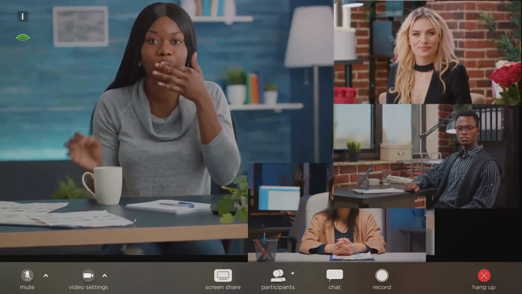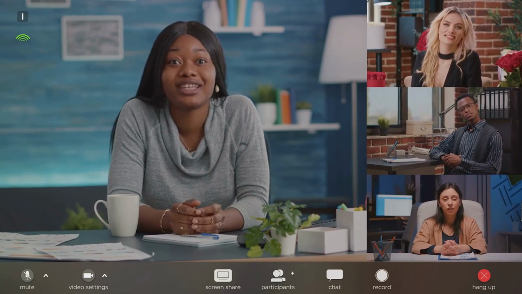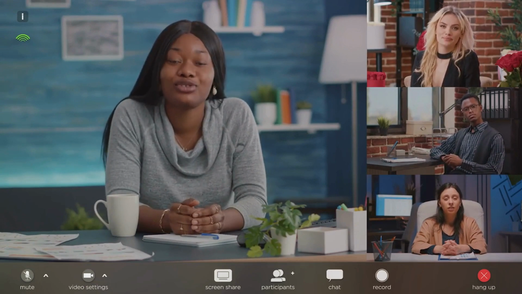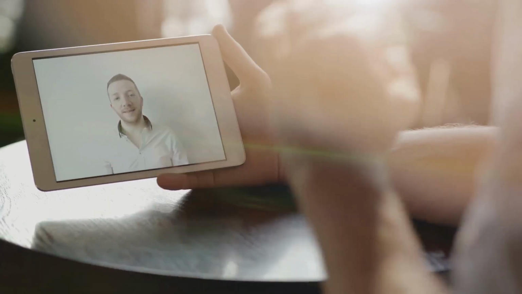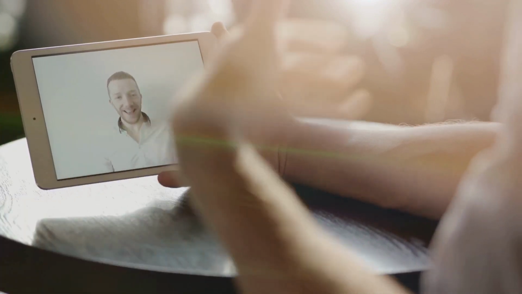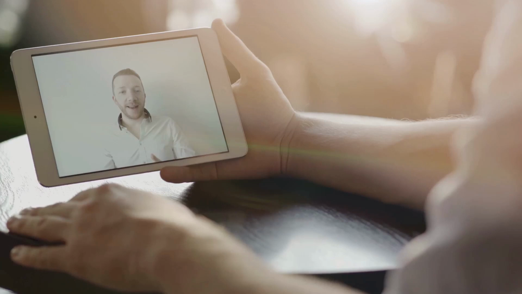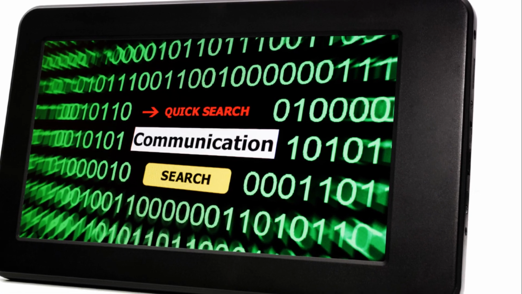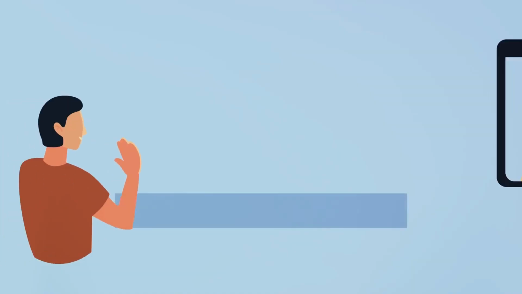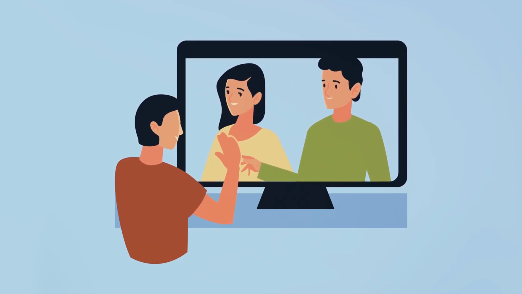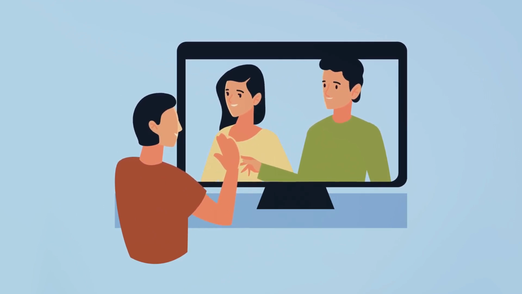Picture yourself wanting to make a video call to a friend on the other side of the world. SIP is the unseen force that makes this happen, establishing the connection between your devices, maintaining it for the duration of your call, and then ending it when you hang up. Just like how an operator connects calls, SIP is the protocol that sets up, modifies, and terminates multimedia sessions over the internet.